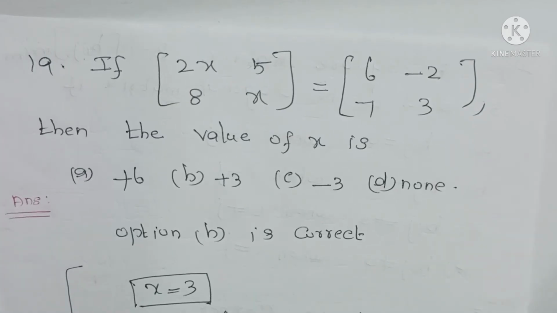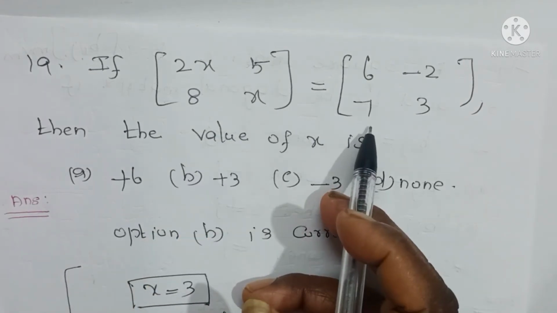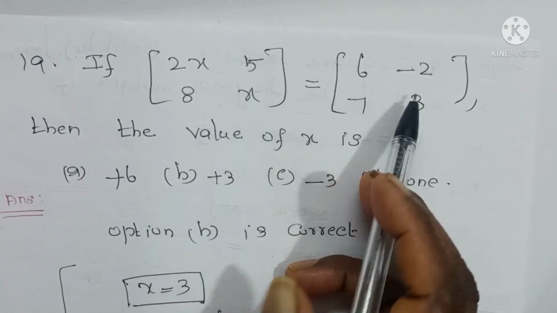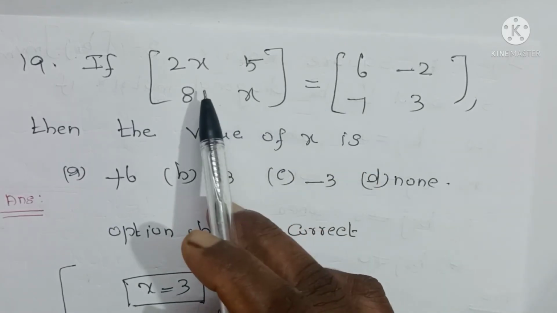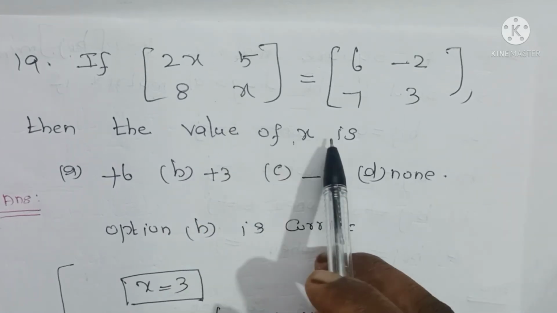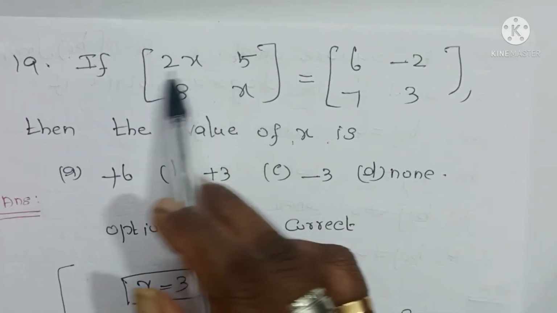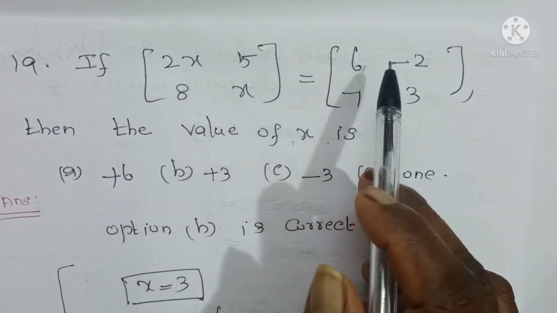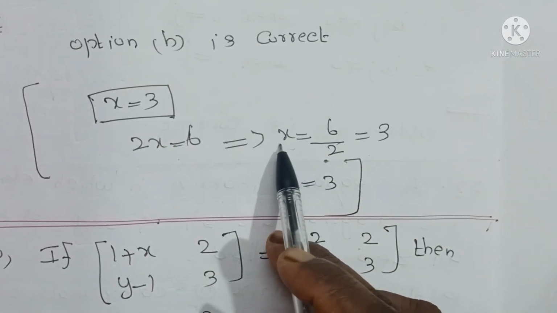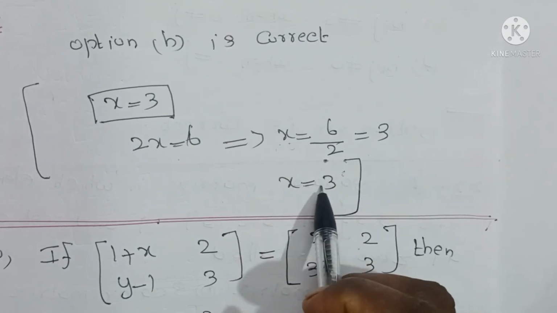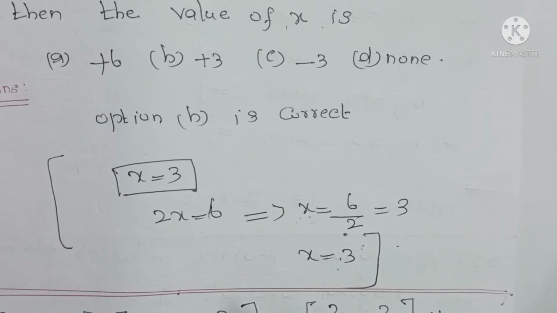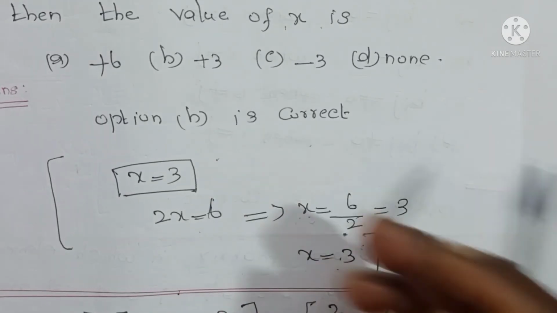Let's move on to the 19th question. If this matrix is equal to this matrix, then the value of x is. Since they are equal, you have to equate the corresponding terms to find the value of x. So 2x is equal to 6, which means x is equal to 6 by 2, which is equal to 3. So what is the value of x? 3. So option B is correct.